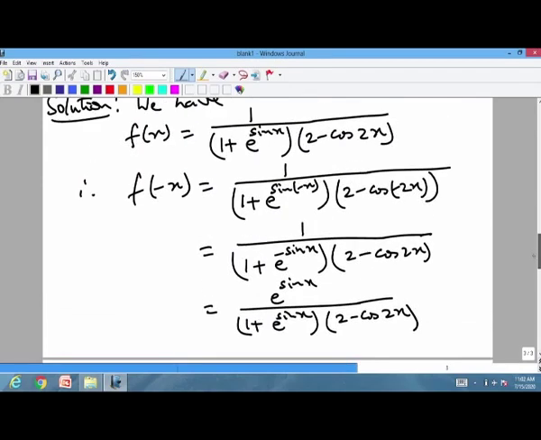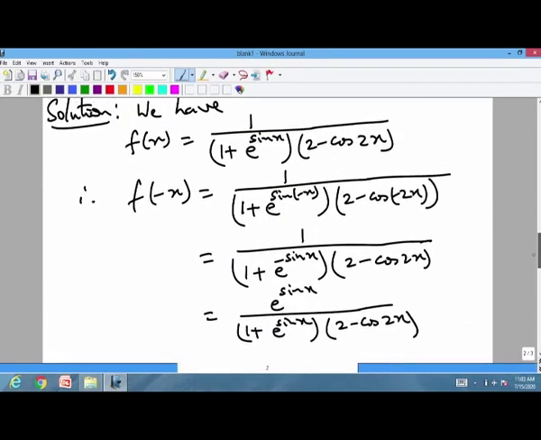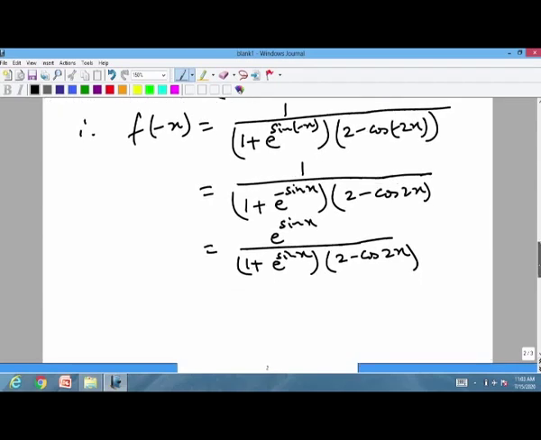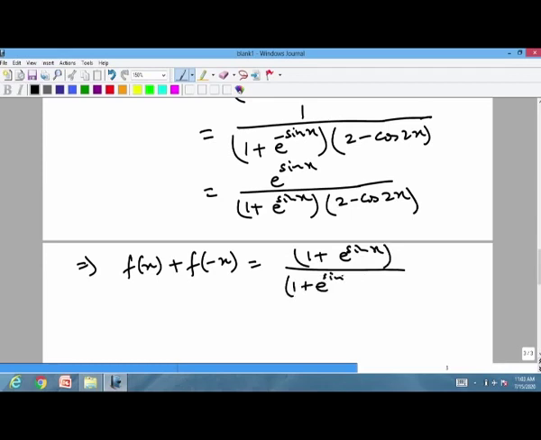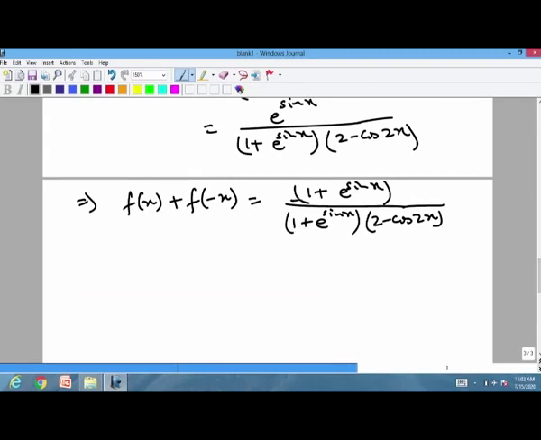So, we see that the denominator is same as that of f of x. Now if I add f x plus f minus x, f x plus f minus x is equal to 1 plus e to the sin x divided by 1 plus e to the sin x times 2 minus cos 2x. So, 1 plus e to the sin x will cancel, and this is equal to 1 over 2 minus cos 2x.